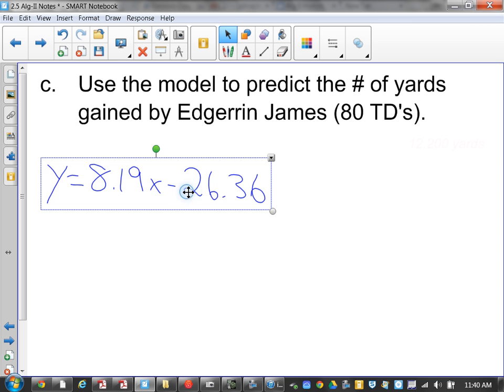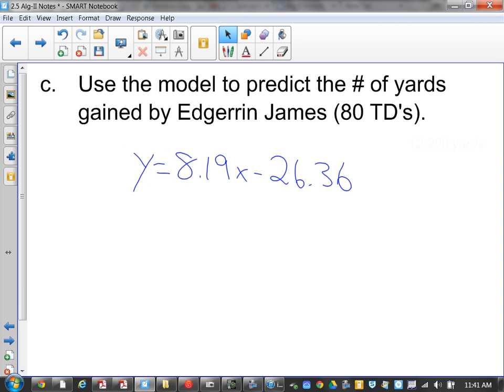Same thing, you can go the other direction. If you wanted to use the model to predict the number of yards gained by knowing how many touchdowns they had.